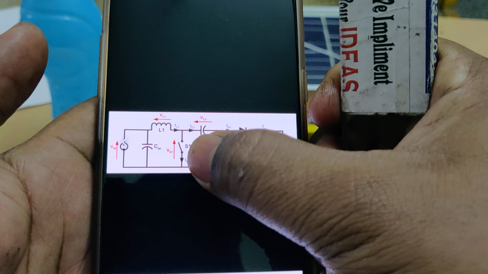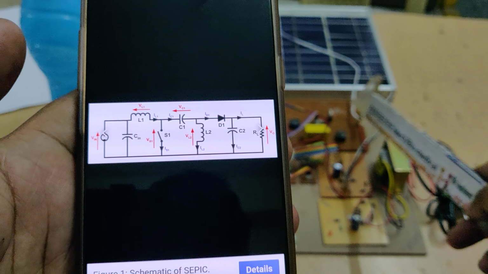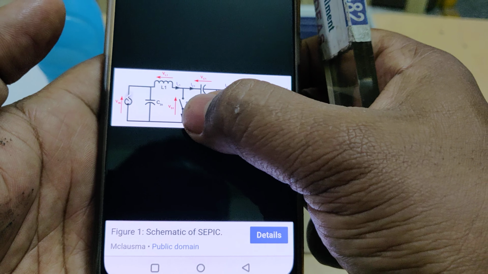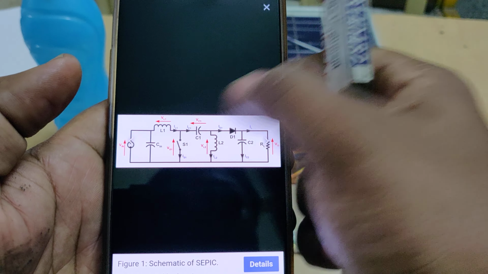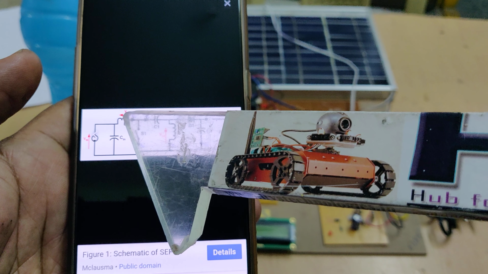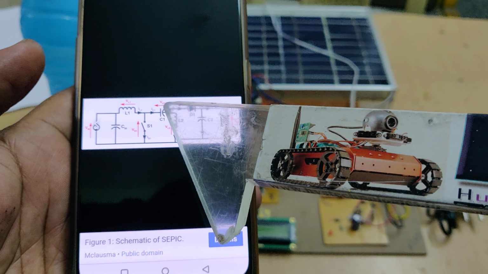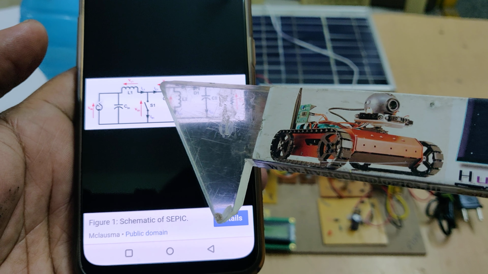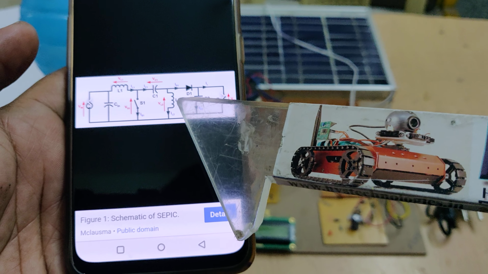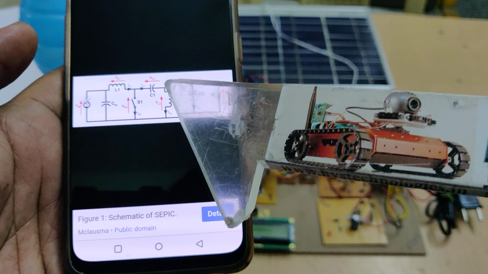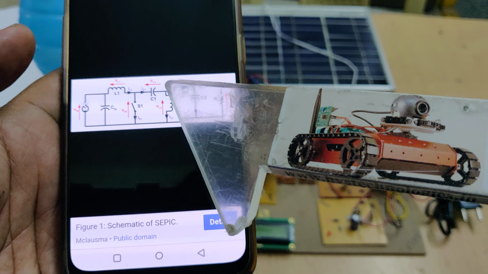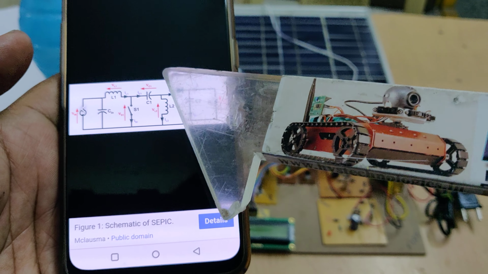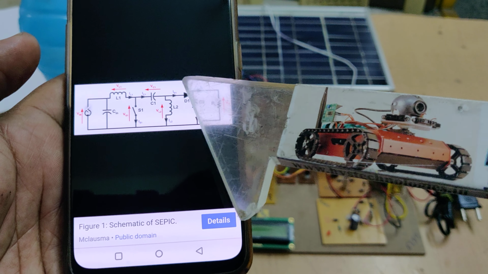So whenever we switch on, initially we have to open this one. After this, consider these two are charged, and when we turn off this S1, the L1 inductor and C1 capacitor will charge. When we turn it on, they start discharging, and automatically L2 will charge. Then when we turn it on again, it starts discharging. The output from C1 and L2 is the input to the capacitor C2 through this diode.